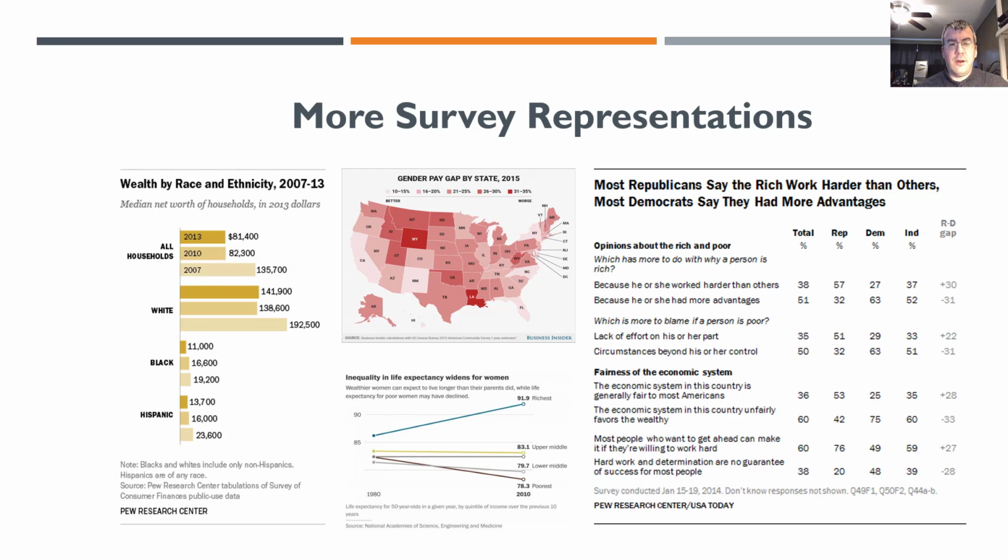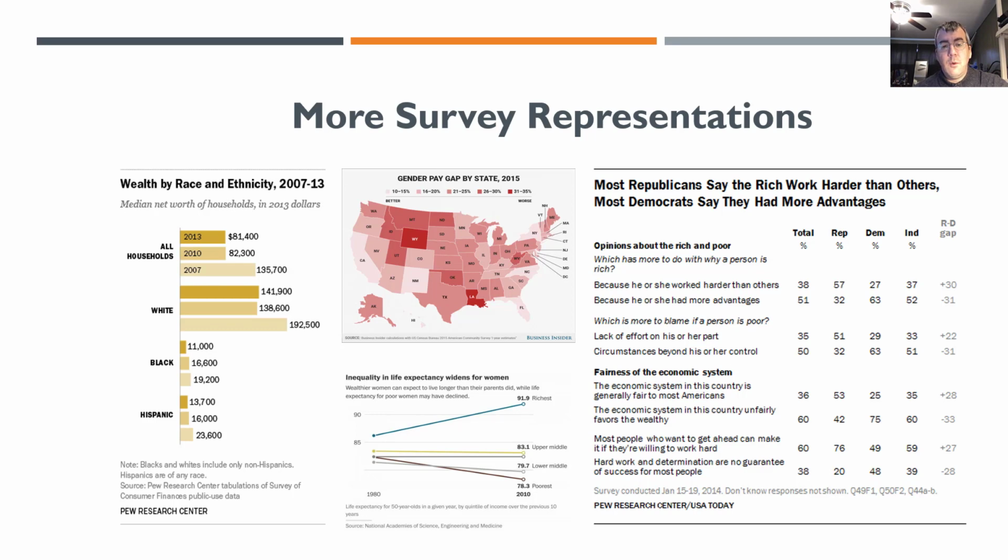Another one that I'm showing, and again, this is all represented through bar graphs. The middle top, gender pay gap by state in 2015. Here we have a color-coded map looking at this gendered pay gap. On the bottom middle, we have a line graph looking at inequality and life expectancy for women, rich versus poor women. And as it's showing, especially over time, from 1980 to 2010, this gap has widened, where the richest women have a life expectancy of 91.9 and the poorest women have a life expectancy of 78.3.